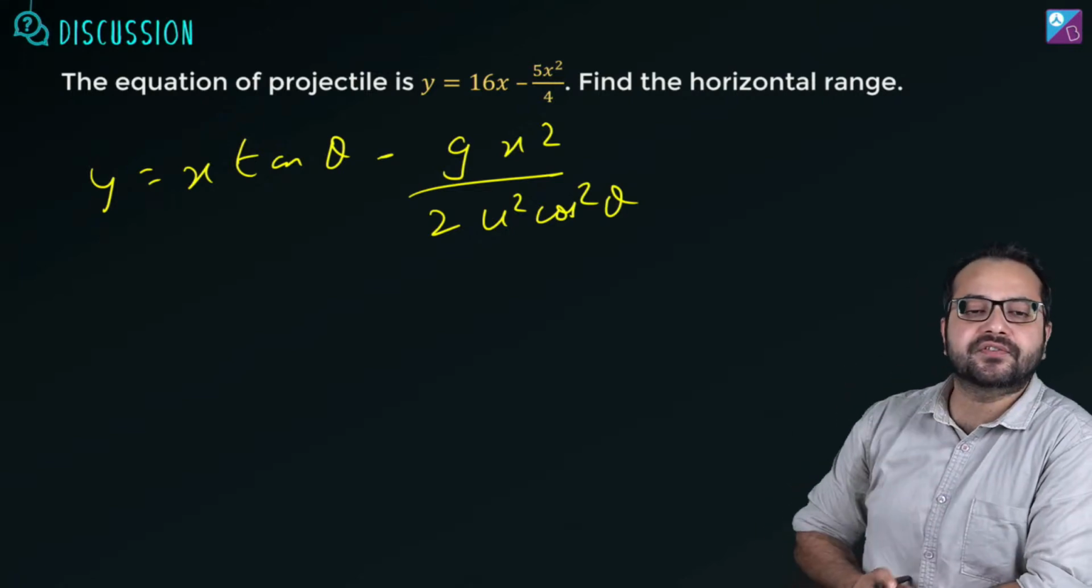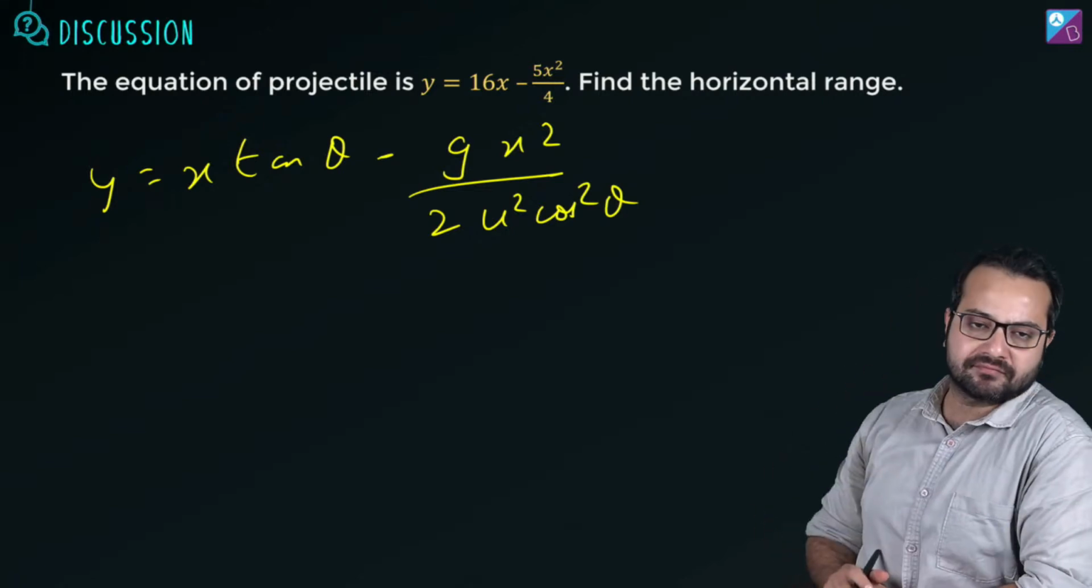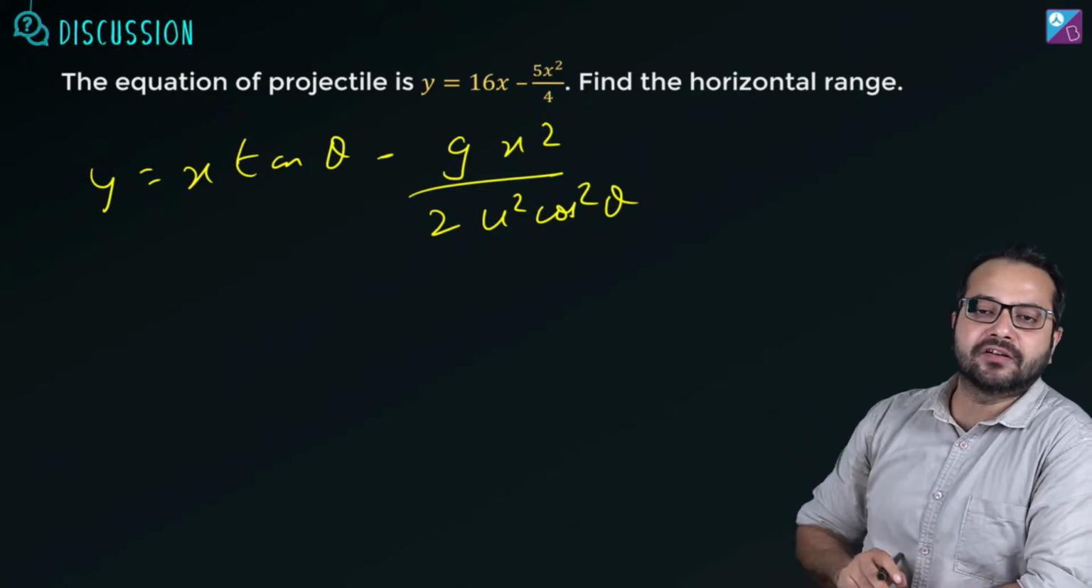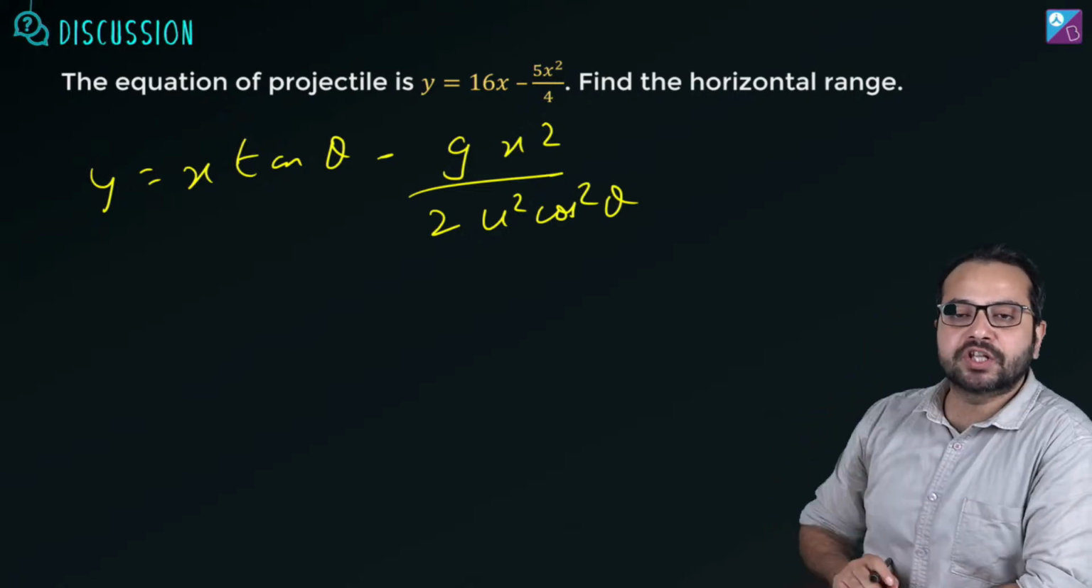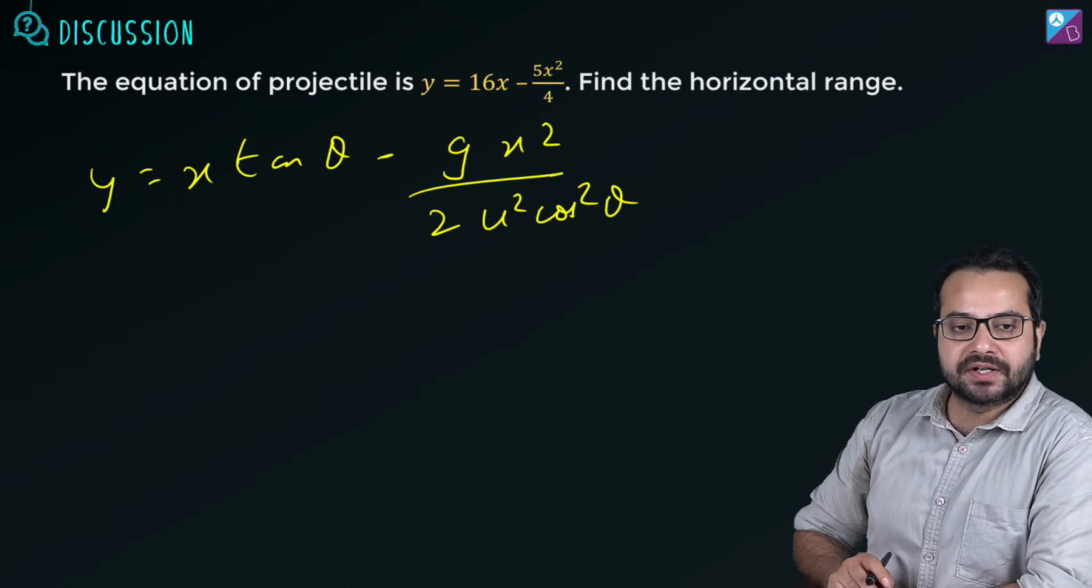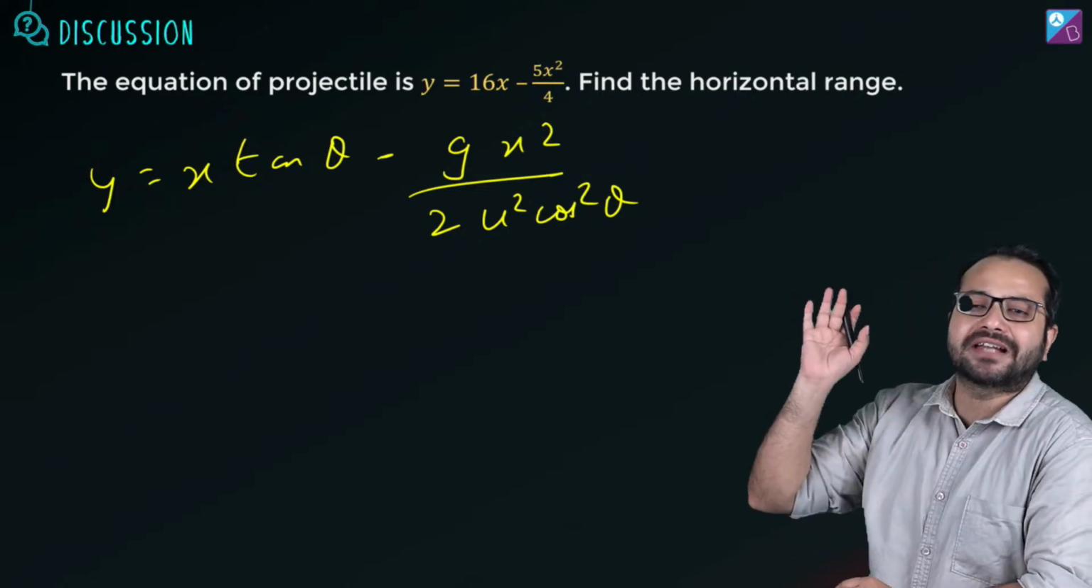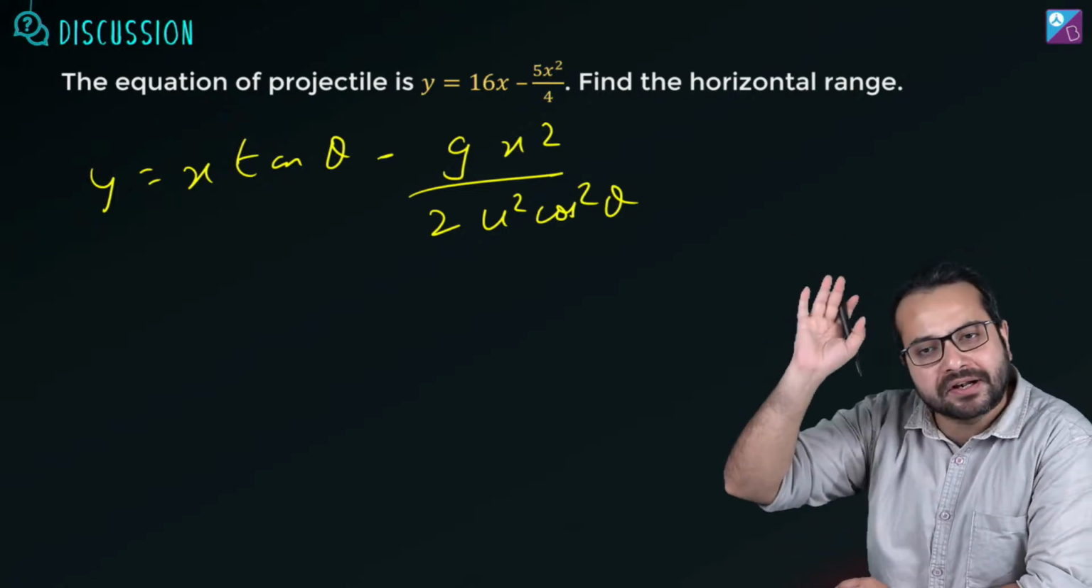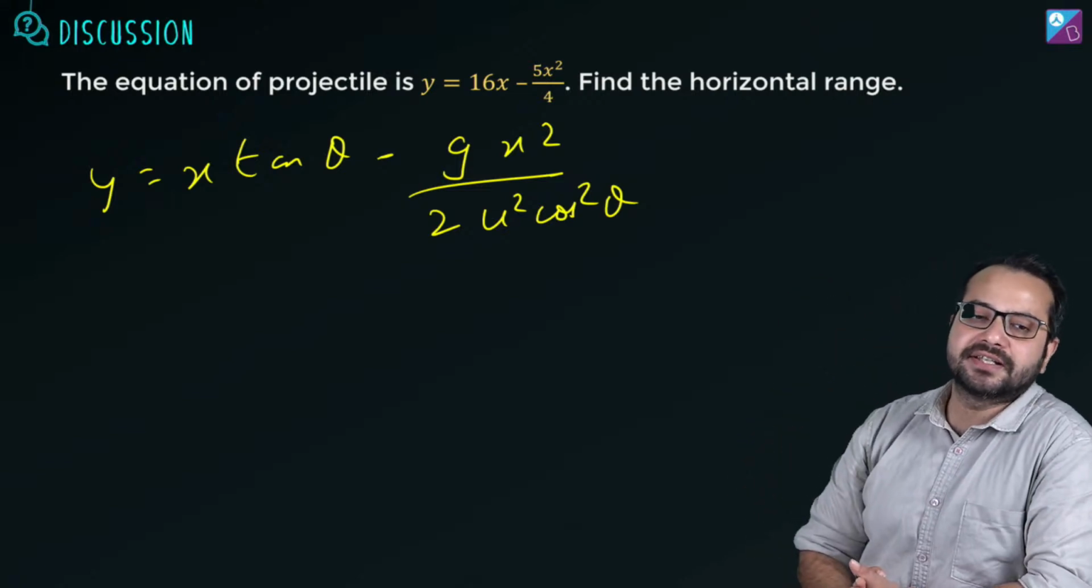If the equation of trajectory is given, you can find everything. You can find the angle of projection. You can find the launch velocity. You can find the range. And you can find the time of flight. You can find the maximum height reached. Everything you can find. Is that correct?